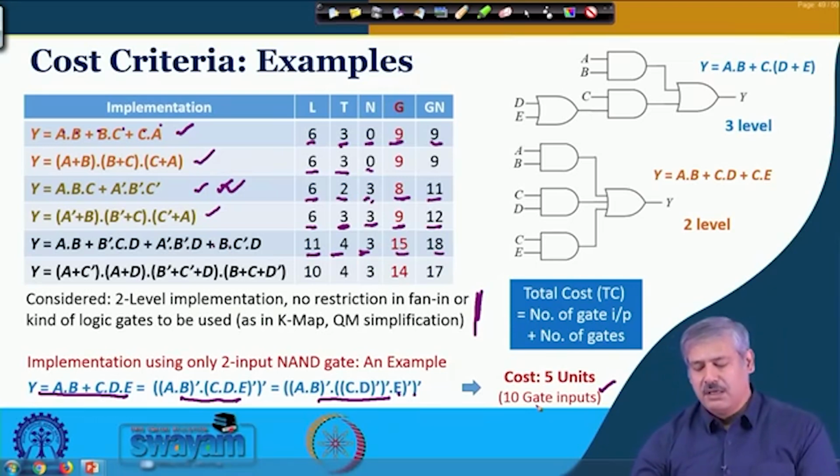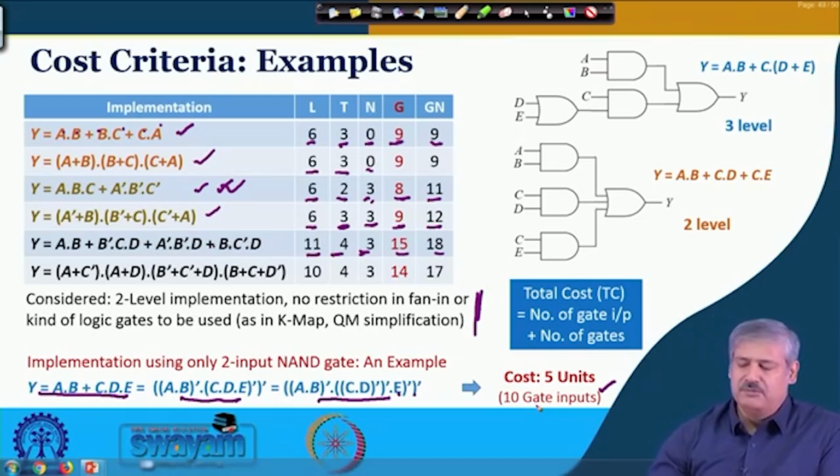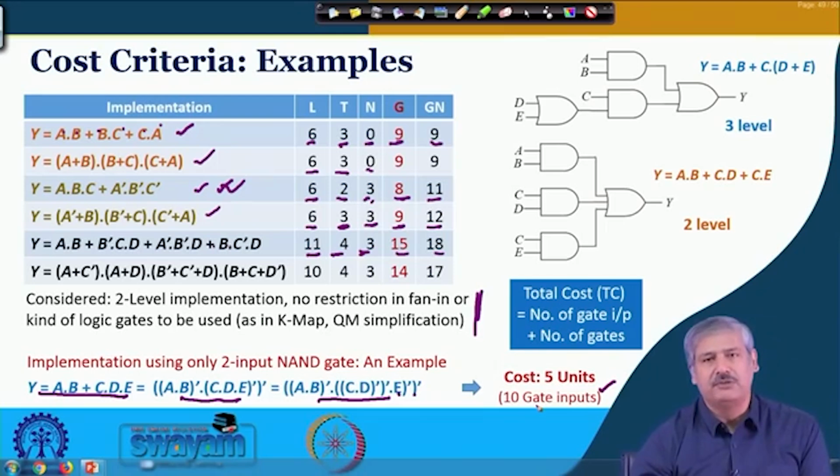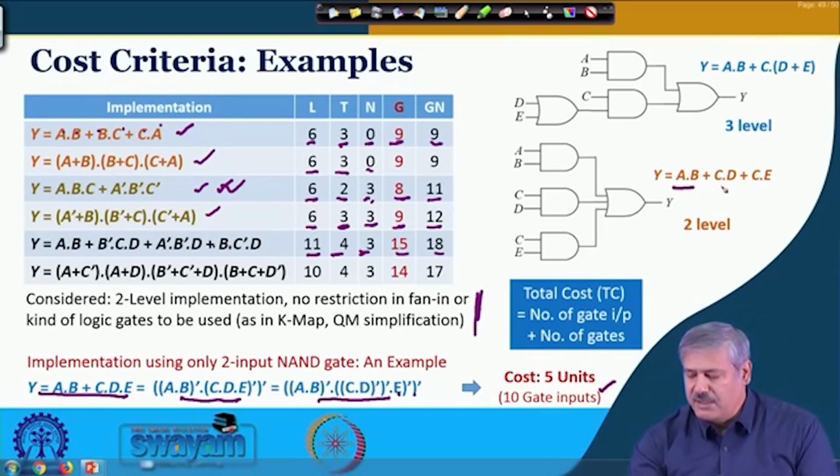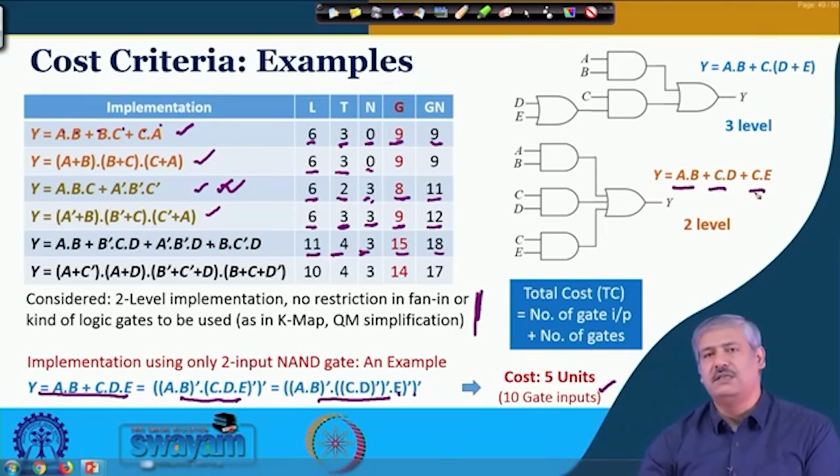Now, what is meant by 2 level and 3 level? Let us look at one more example, I mean 2 level and more than 2 level. Here we are realizing AB + CD + CE. If you go for a 2-level implementation, then what is the gate input cost? 1, 2, 3, 4, 5, 6 literals and 3 terms, 6 plus 3, 9, and you see 9 gate inputs are there, 1, 2, 3, 4, 5, 6, 7, 8, 9.